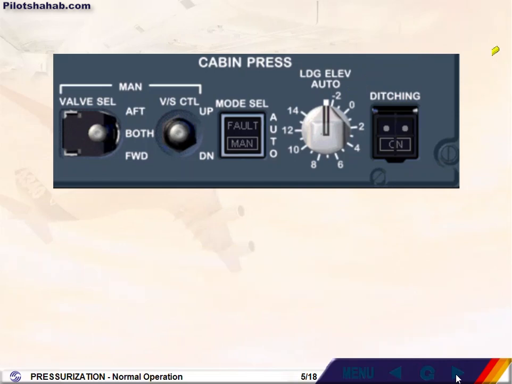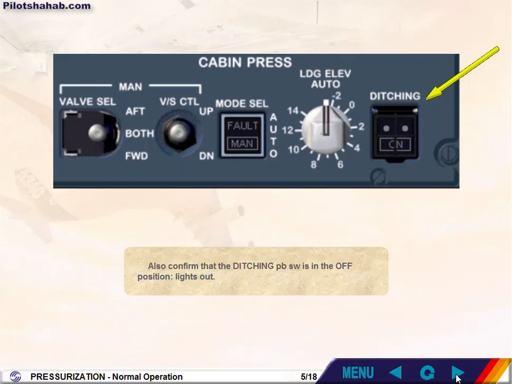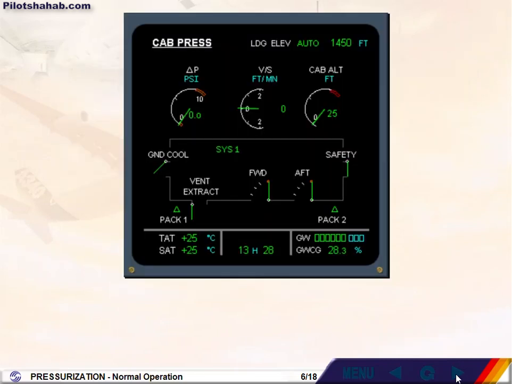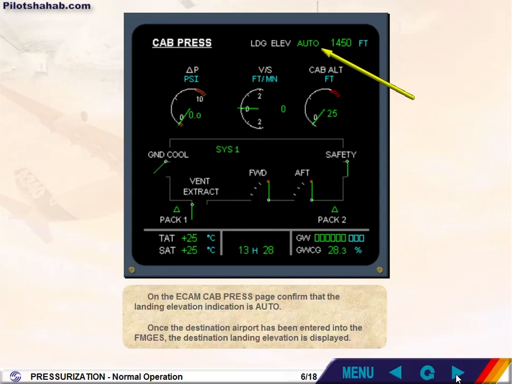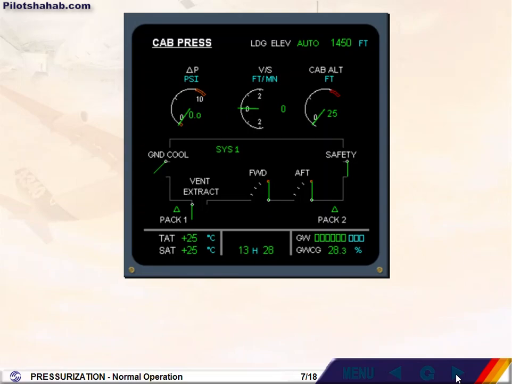Also, confirm that the ditching push-button switch is in the off position, lights out. On the ECAM cabin pressure page, confirm that the landing elevation indication is auto. Once the destination airport has been entered into the FMGES, the destination landing elevation is displayed. Notice that there are no amber indications.